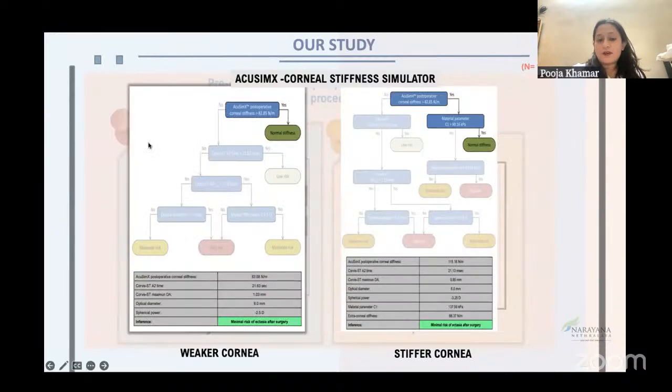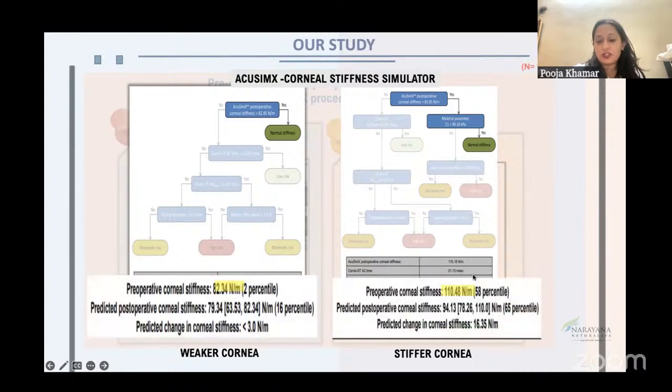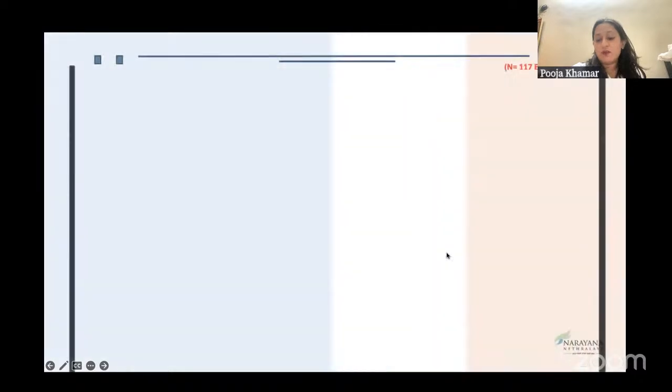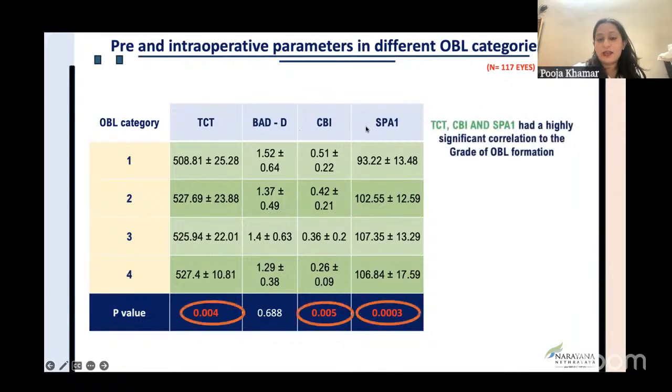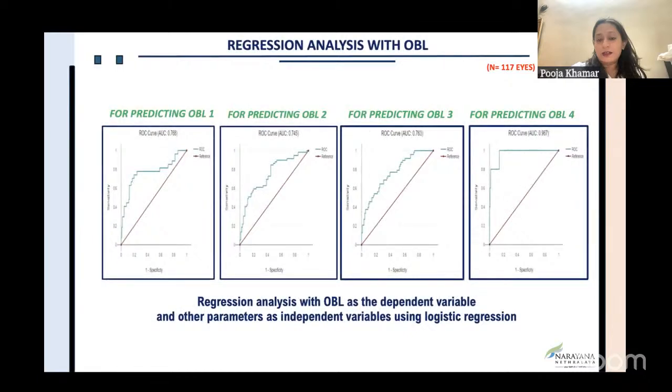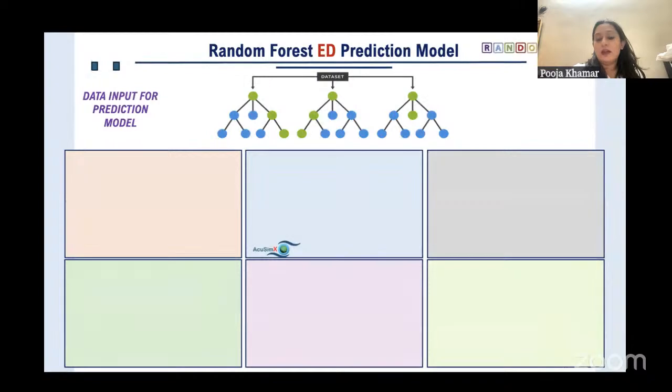So as I was saying, this is the algorithm which tells you which surgery to choose, but this is a normal stiffness. The difference here is the first patient has 83 newtons per meter, the second patient has 115. So you can see it's a very, very stiff cornea, and if I do a dissection in this, it's going to have not so wow vision on day one. And the grade of dissection does match with TCT, BAD D, CBI, SPA1: the higher the grade of OBL, the tougher the dissection, and the poorer the quality of vision.